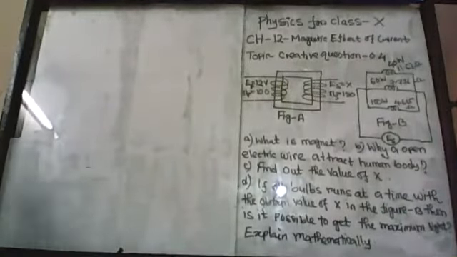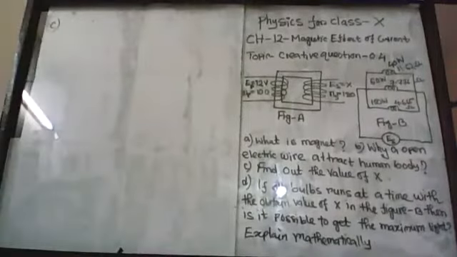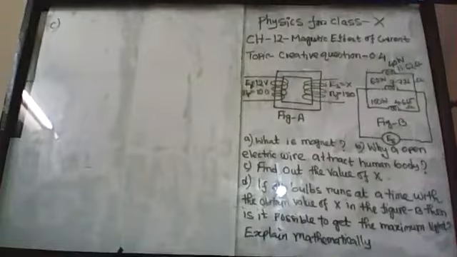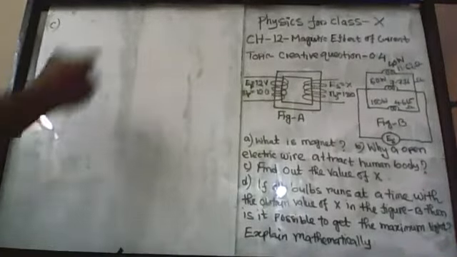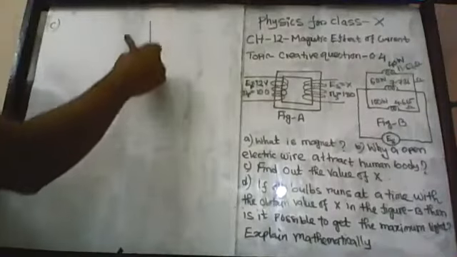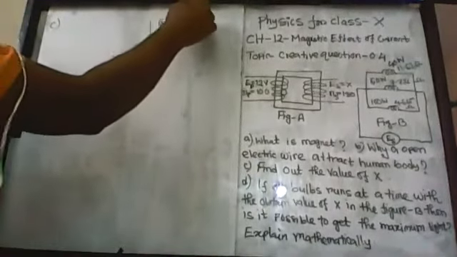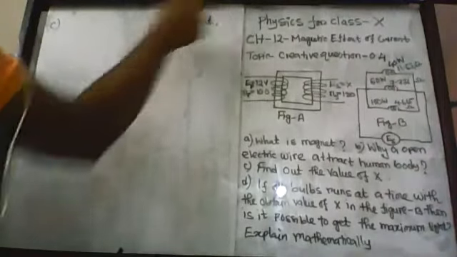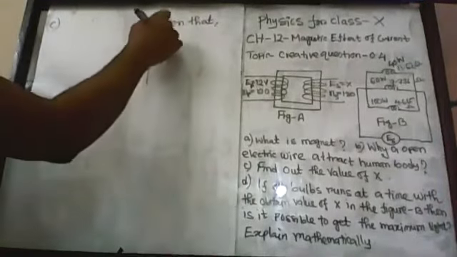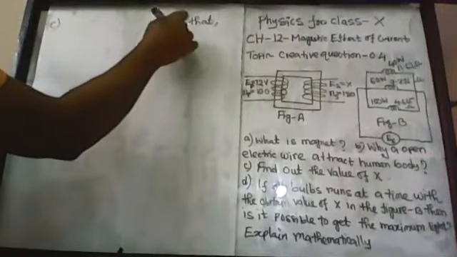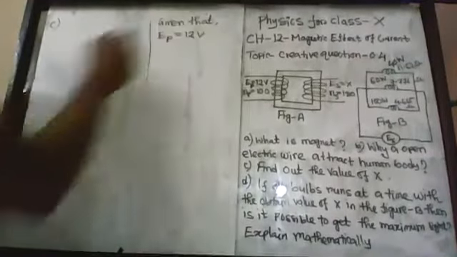Here, for question number C, you have to find out the value of x from figure A. Now, I'm going to write down the given information from figure A. So, given that, here EP will equal 12 volts.